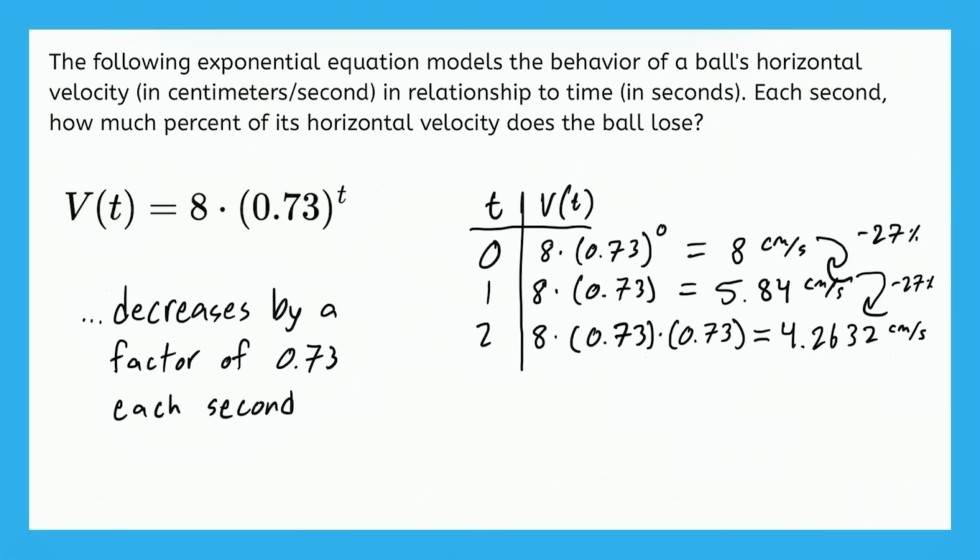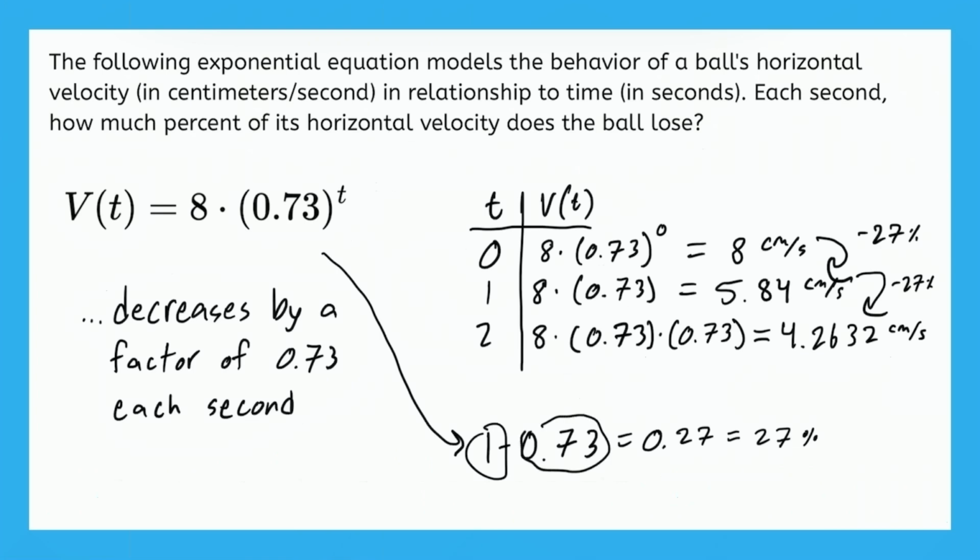All you need to do is ask the question, how far is the base of the exponential part of the expression from 1? So what's the distance between 1 and that base, 0.73? Well, 1 minus 0.73 is 0.27, and we know that to convert a decimal to a percent, we just multiply by 100. So move the decimal 2 places, and you get that the percent is 27.